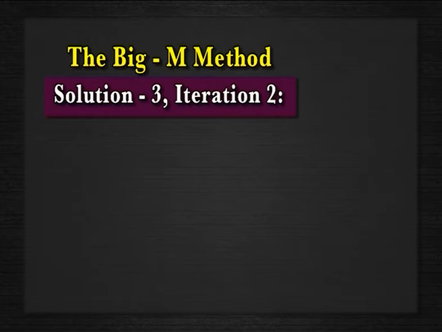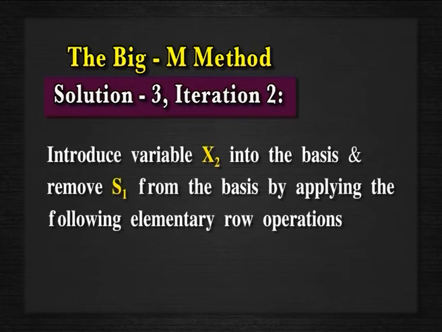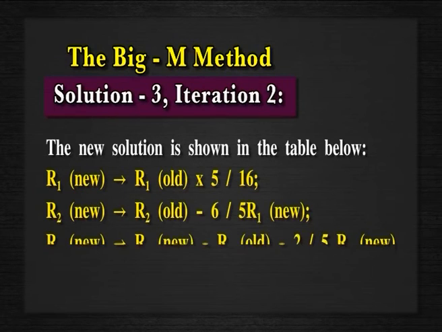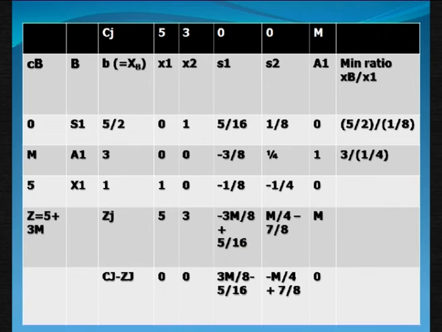Coming to iteration 2. Introduce variable X2 into the basis and remove S1 from the basis by applying the following elementary row operations. The new solution is shown in the table. R1 new is equal to R1 old times 5 by 16. R2 new is equal to R2 old minus 6 by 5 R1 new. R3 new is equal to R3 old minus 2 by 5 R1 new. We will get the table with the following values.